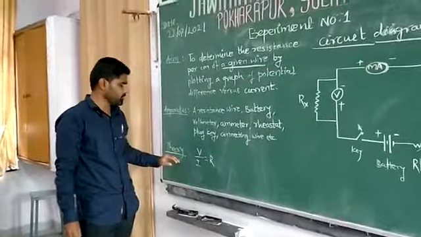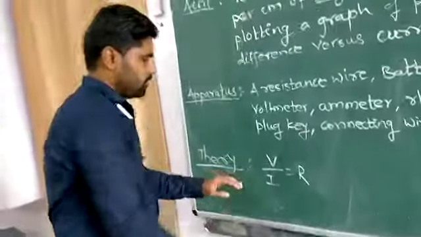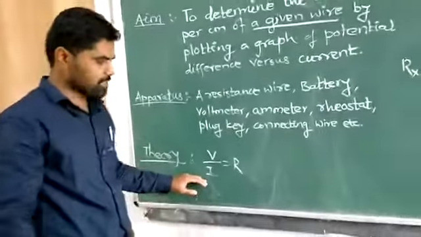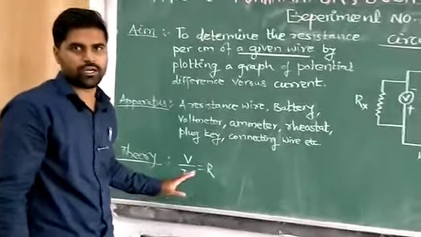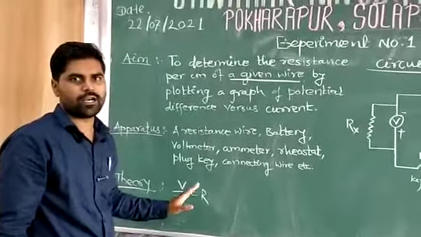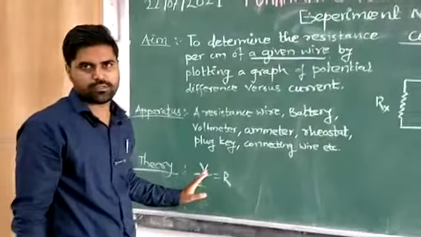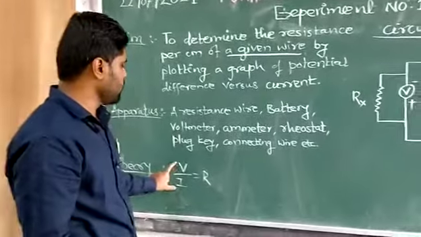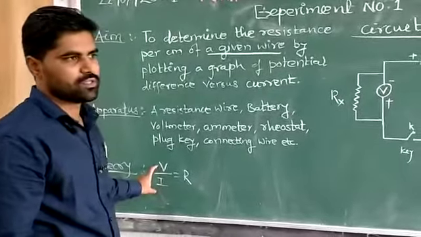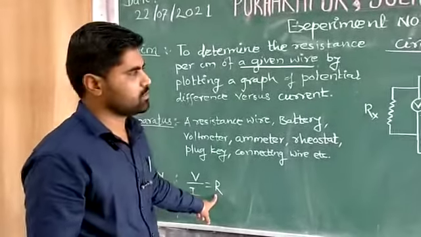The theory is Ohm's law, which states that as long as the physical state of the conductor remains the same, the current flowing through the conductor is directly proportional to the potential difference. So V upon I is equal to R. We can calculate this ratio of potential difference and current, and we get the resistance.